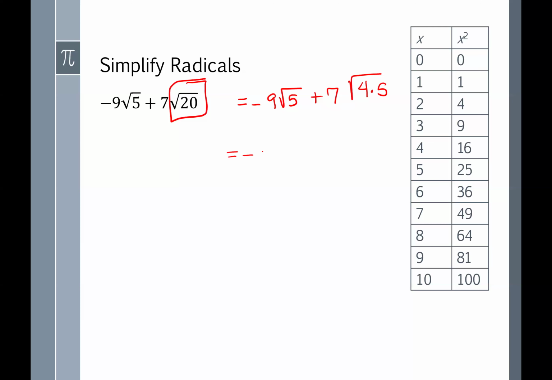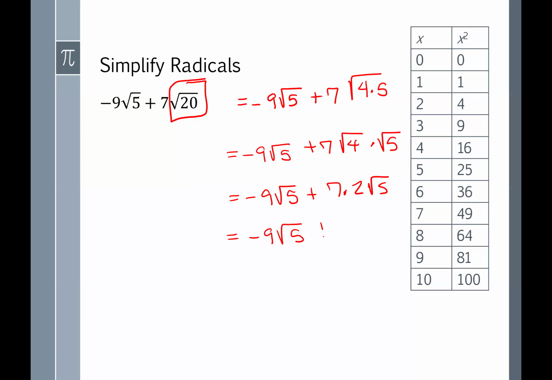So this is -9 times the square root of 5 plus 7 times the square root of 4 times the square root of 5. The square root of a product we can write as the product of the square roots. So this is -9 times the square root of 5 plus 7 times the square root of 4, which is 2. 2 times the square root of 5. So that is -9 square root 5 plus 7 times 2, which is 14.